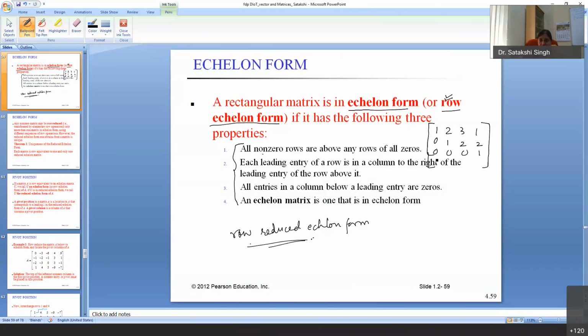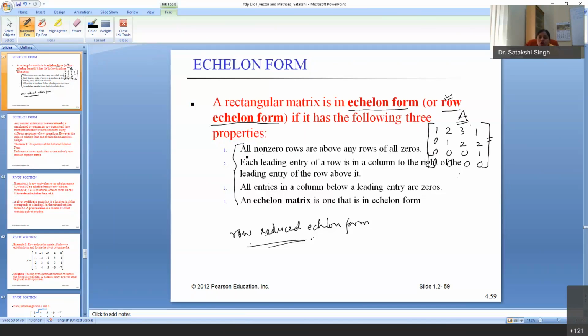One more I will take here, that is 0 0 0 0. Now let us say we have this matrix, and I say that this matrix is in the row echelon form. Then it should satisfy these properties that you will check. If I tell you that this is in the row echelon form, then you will try to check whether I am saying correctly or not. For that, you will have to check these properties.